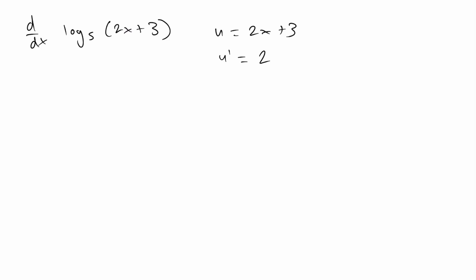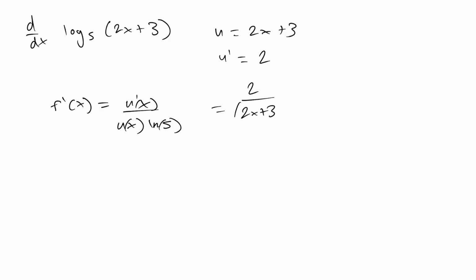And then our last step here is to apply the rule once again for log base a. So f prime of x, or the derivative, is going to be equal to u prime of x over u of x and ln 5. Now this is going to be equal to 2 over 2x plus 3 and ln 5. One last example.